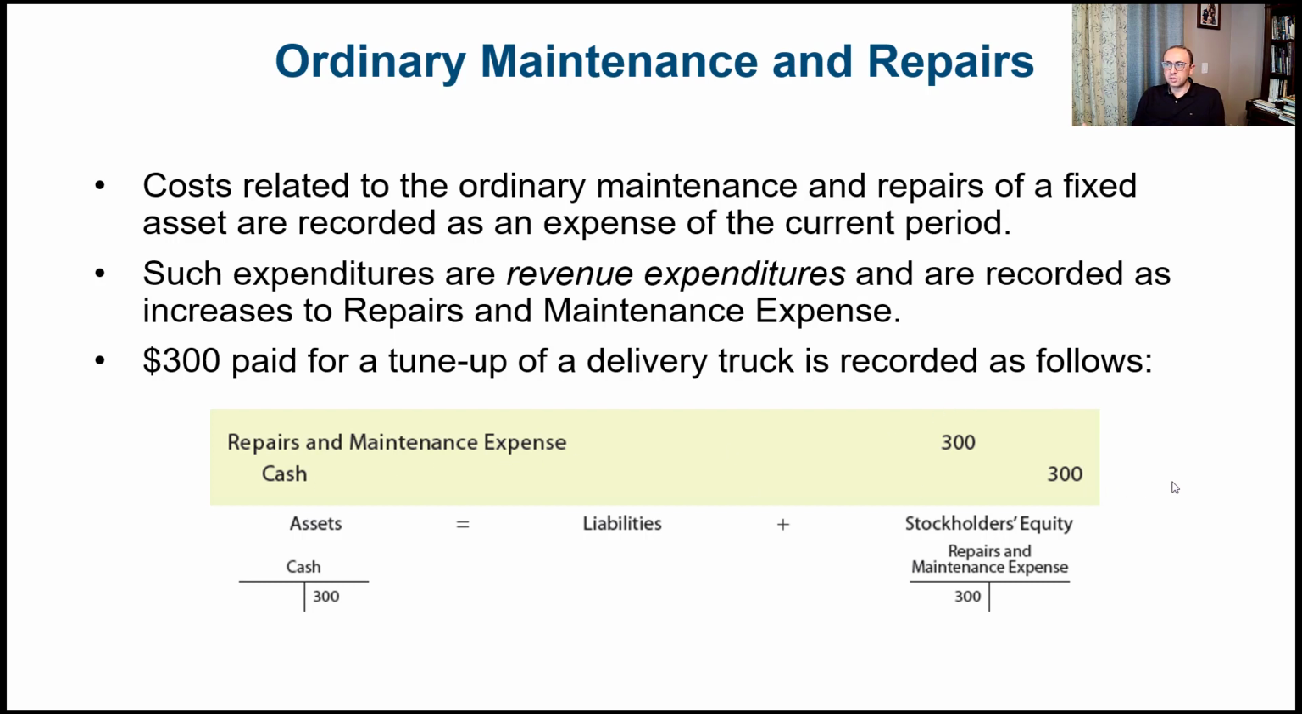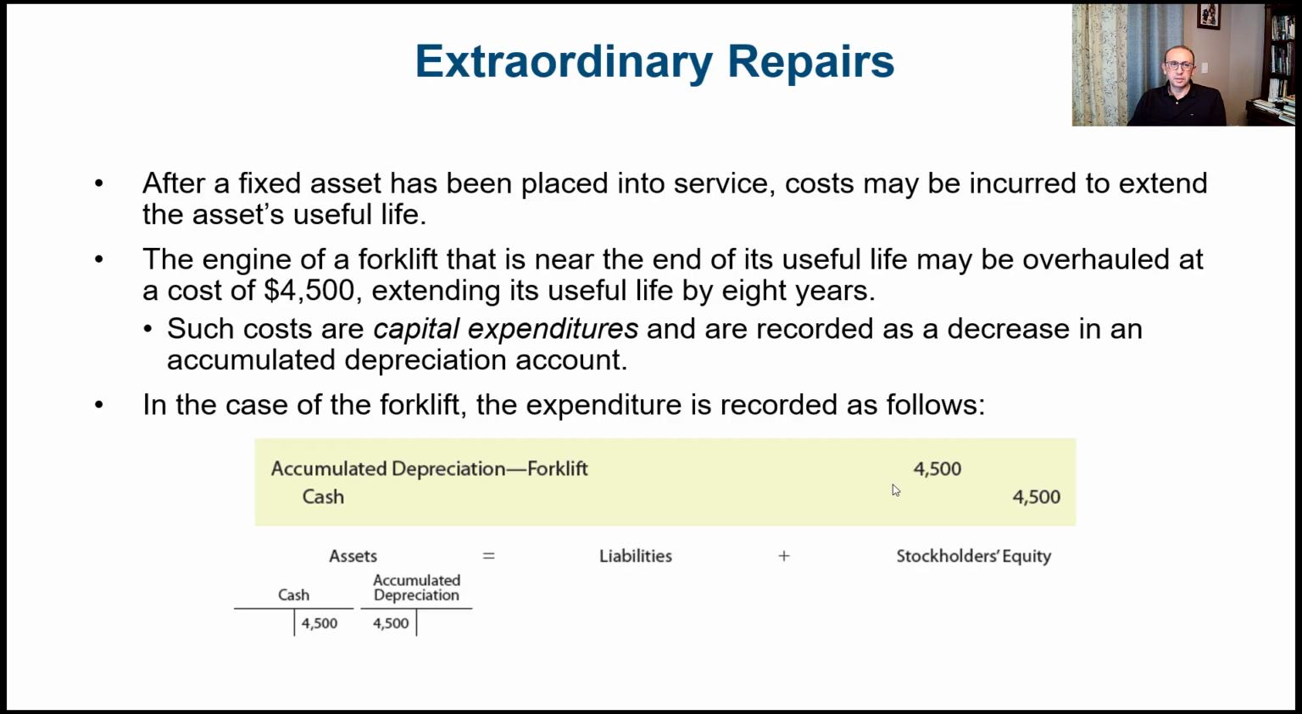So you may think this is a cost that we incurred related to a truck, but it's only a tune-up, which is a regular kind of maintenance. So we just include it as an expense. We don't add it to the cost of the truck. So we debit repairs and maintenance expense, and then we credit cash because that's how we pay. How about extraordinary repairs?